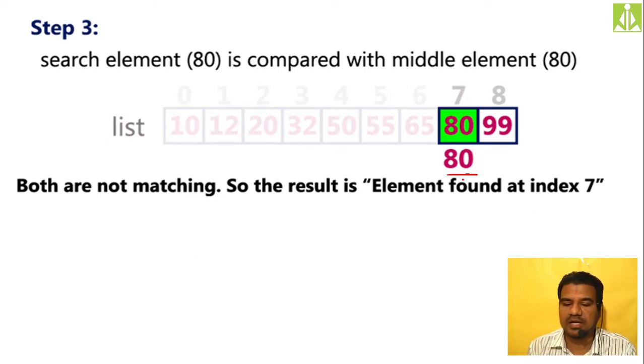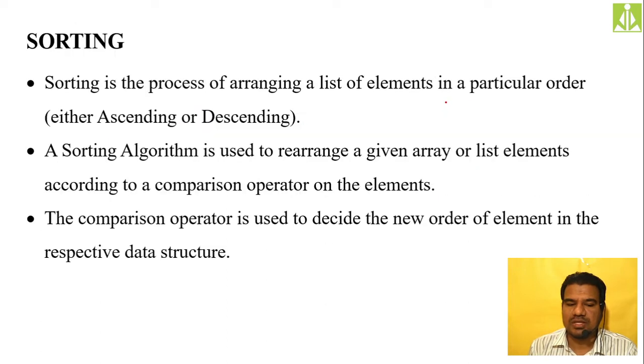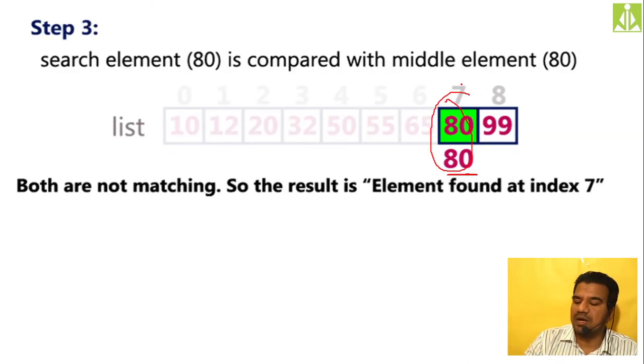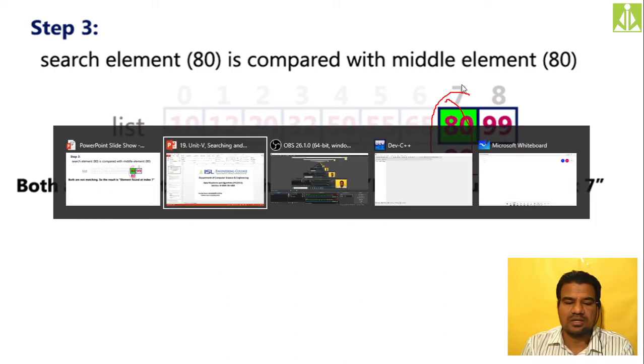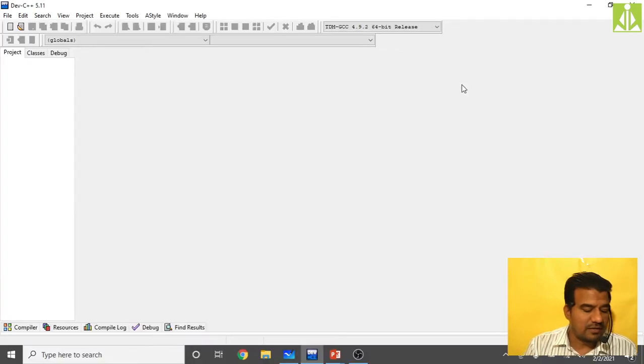We can print like that: element is found at index value 7. Like that you can print. As you can see here, we found the element inside the list. So in this way, we perform the binary search algorithm. Now we will see the implementation for this binary search algorithm. So quickly I will go to Dev C++ and I will write that program here.